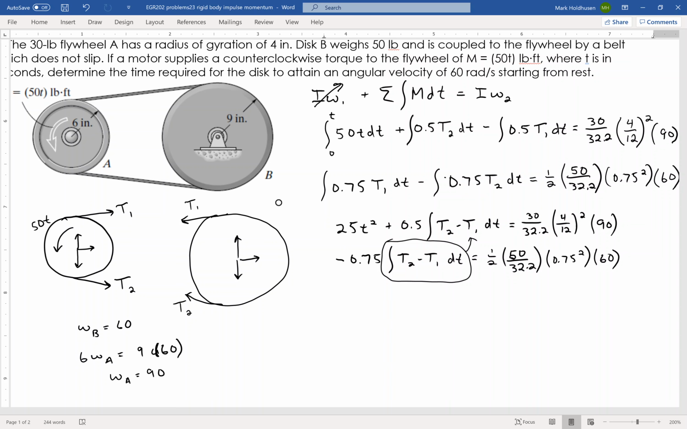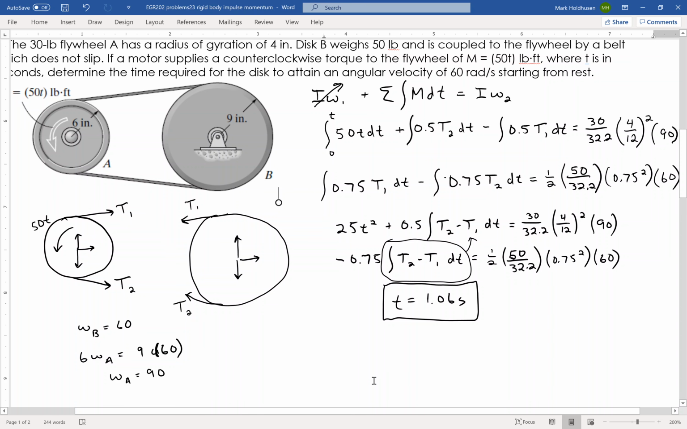I'm not actually finding the tensions or the equations for the tensions, but I know that the impulse of those tensions, the difference between them, I can find from the bottom equation, plug it into the top equation, and then I just have a single equation that I can solve for t, and I get t equal to 1.06 seconds. Excuse me, this is actually 1.04 seconds. I messed that up right there.